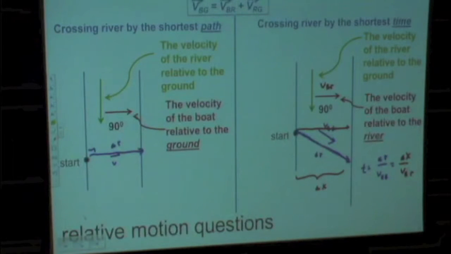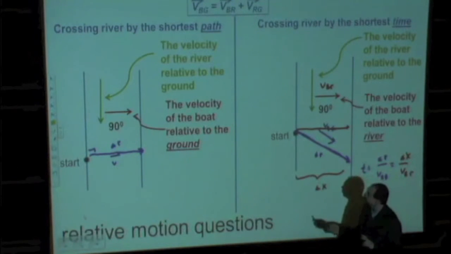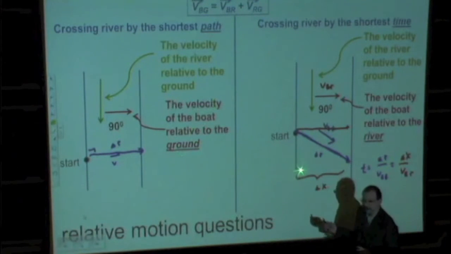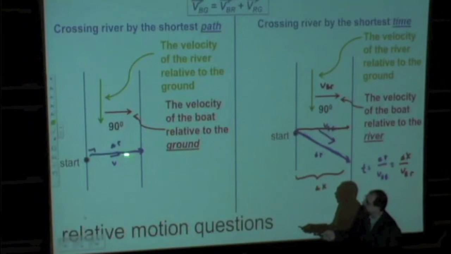Crossing the river. Well, we have to know the difference between two situations. This is situation number one, this is situation number two. In situation number one, that's supposed to be your actual distance traveled, as short as possible. So that's supposed to be the velocity relative to the ground.